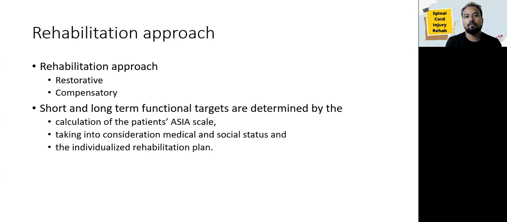The goals, what we are going to achieve, whether short-term or long-term functional goals, are determined first of all by calculation of the patient's ASIA scale. I've discussed this in the previous video where we did the assessments. If you want, you can go and check this out. And the patient's medical and social status, if the patient is having extensive comorbidities or other problems. Social status depends upon socioeconomic status and other aspects of society in which they live. And also the rehabilitation plan can determine the targets that are going to be achieved.